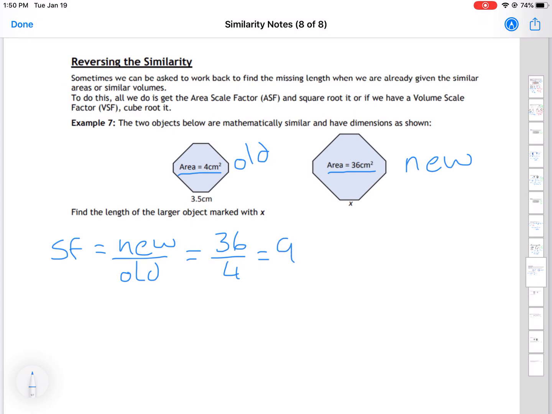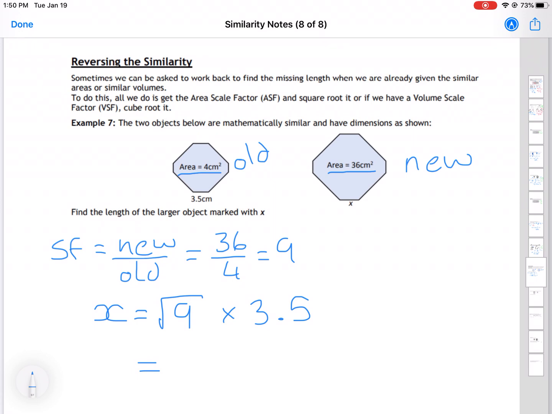Now, the reason we have to do this next step is because we're working backwards. So we're given the area, we're trying to get backwards to a length, so we're trying to get rid of a dimension, so we have to square root. So therefore x is equal to the square root of 9 multiplied by the old length, which is 3.5.